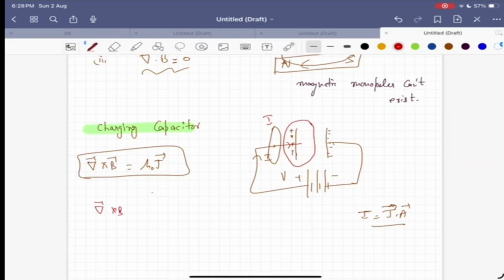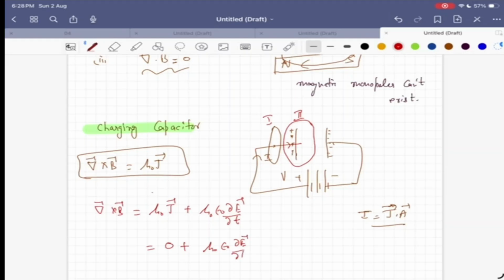Let's see whether Maxwell's modification to Ampere's law solves our problem, because we want to find B by choosing the second Amperian loop that we have taken. In the second Amperian loop, the first term is anyway 0. What about the second term? We have to see what the second term is.